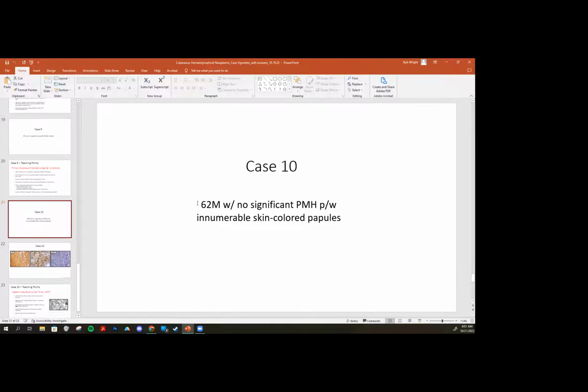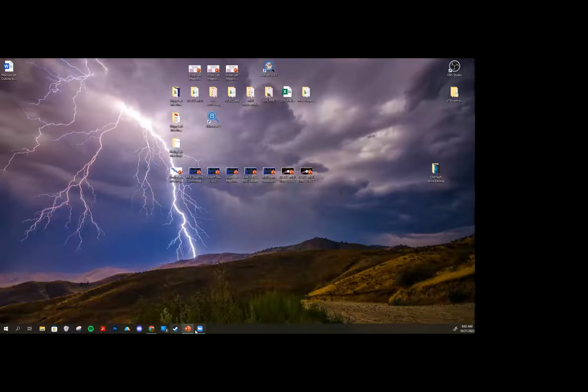But this is a 62-year-old male with no significant past medical history, presenting with innumerable skin-colored papules. Spoiler alert, the patient actually did have a relevant past medical history, but because we know so little about this lesion, we didn't know if they were related, so I didn't want to confuse you. They actually had a subsequent history after these lesions of developing acute myelomonocytic leukemia. All right, let's look.